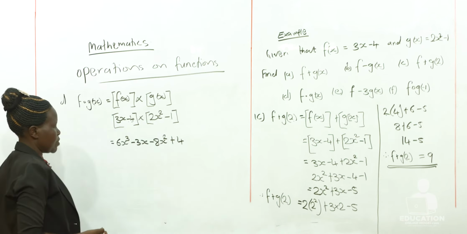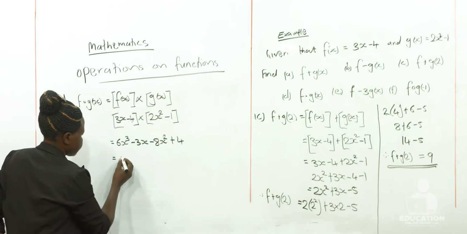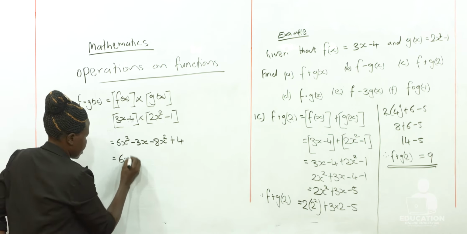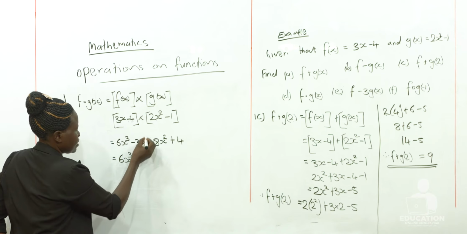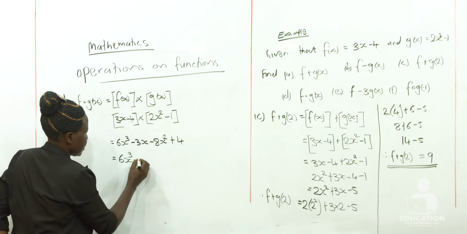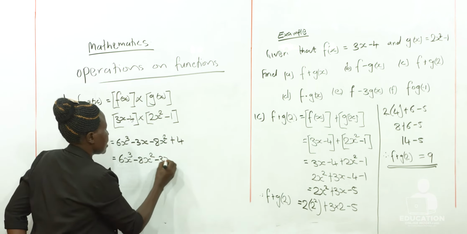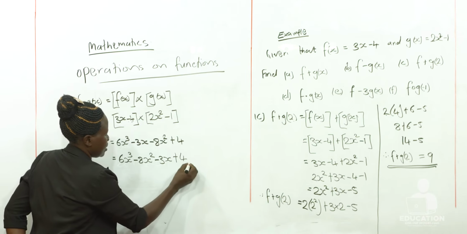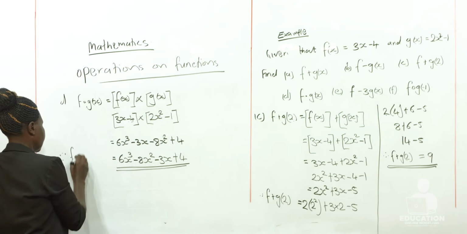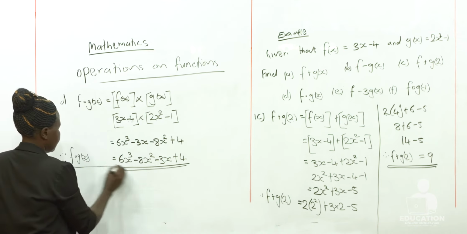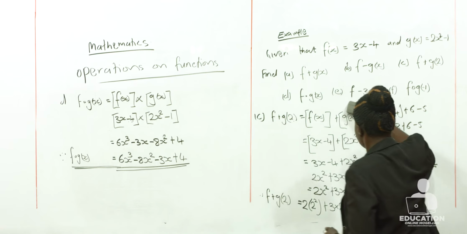So from that level, we can now collect our like terms. We have 6x cube. When you look at this power and this one, this one is power 1, this one is power 2. So minus 8x square will follow, and then minus 3x, and then plus 4 as your answer. Then you say, therefore, f times g of x will give you this answer. So that is how you do multiplication.